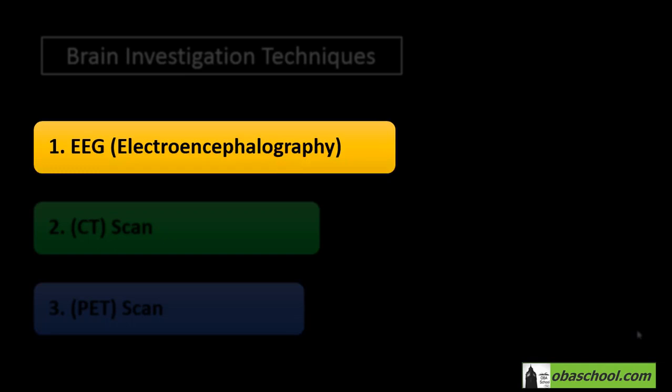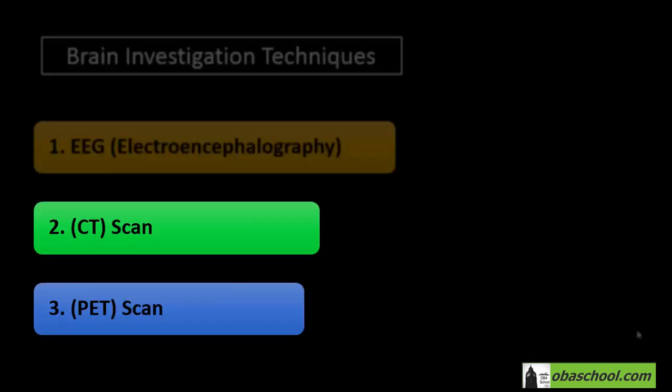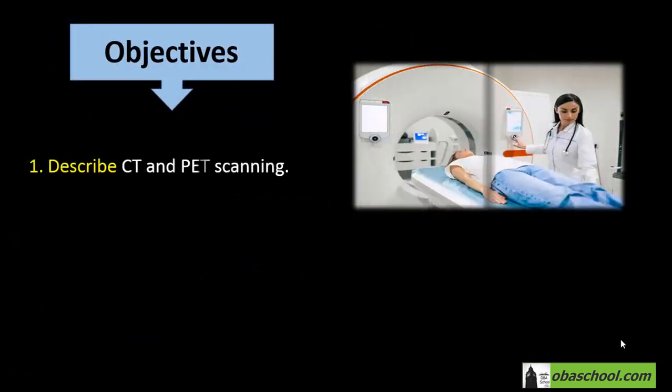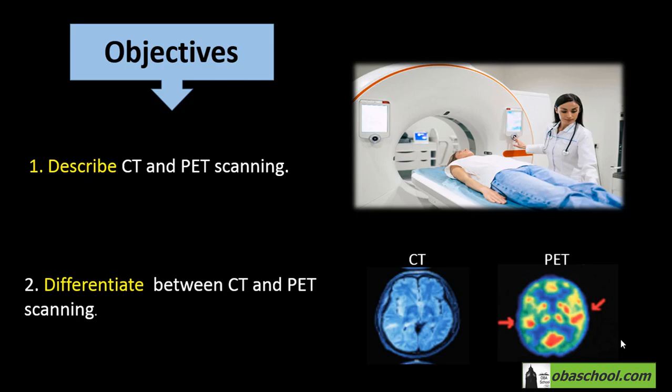In the previous tutorial, we discussed the first brain mapping technique, which is the EEG. Whereas, in this tutorial, we are going to study the other two brain mapping techniques, which are the CT scan and PET scan. By the end of this tutorial, you will be able to describe the CT scan and the PET scan. Moreover, you will be able to differentiate between the CT scan and PET scan in terms of roles and images. So what is the CT scan?